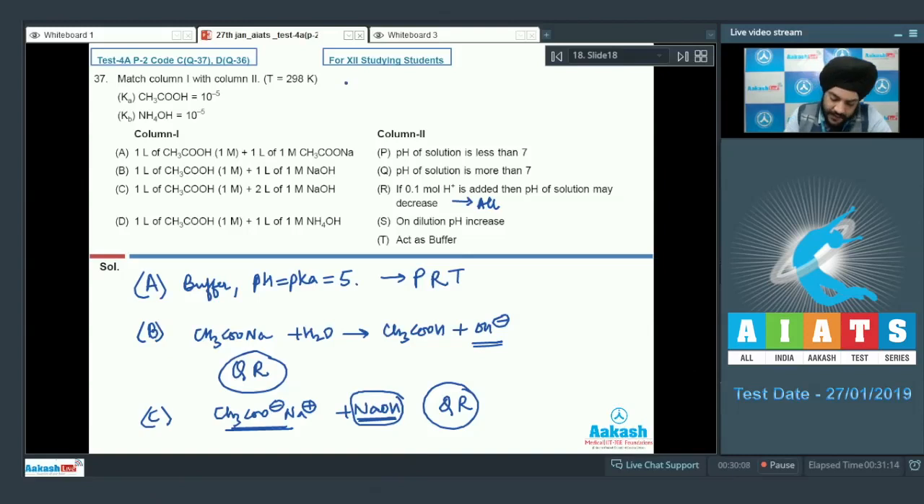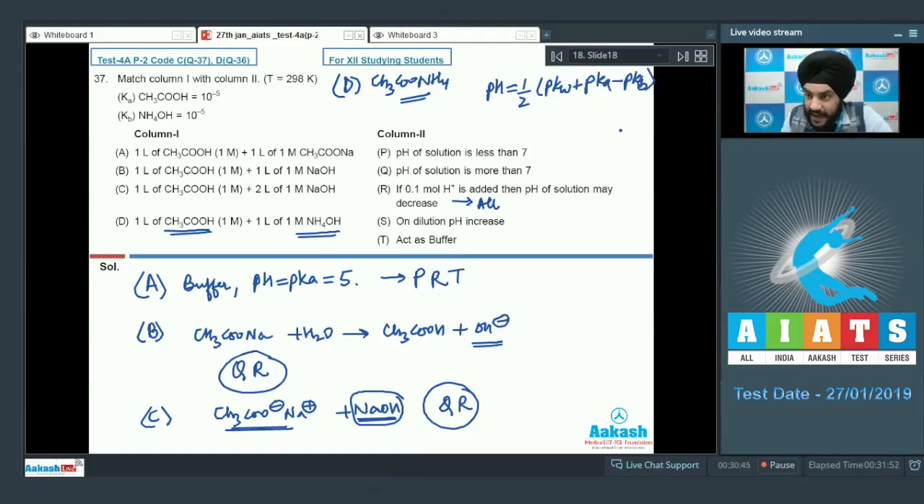Now if we talk about the last option, which is option D, we have equimolar amounts of CH3COOH and NH4OH. So complete neutralization will take place and we will have the formation of ammonium acetate, CH3COONH4. So this is a salt of a weak acid and a weak base, and the pH can be written as half pKw plus pKa minus pKb. This formula contains no assumptions, so it can be universally applied without any hesitation. So the pKa and the pKb values have been given to us. Both of them are equal to 5. So the pH shall be equal to 7.